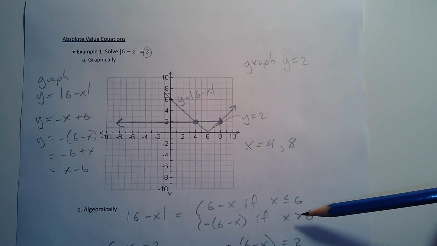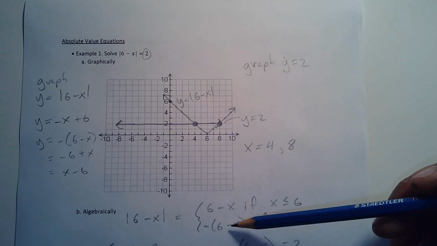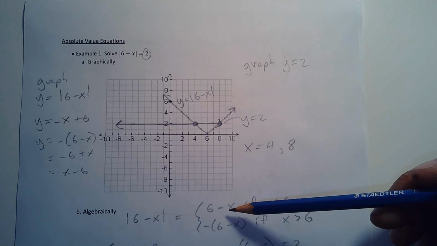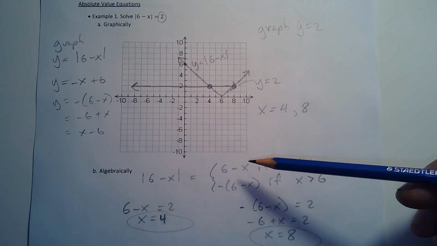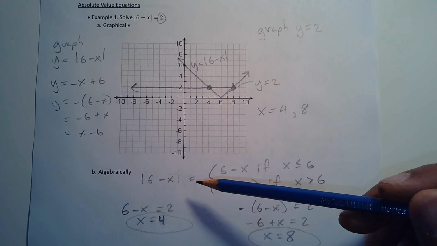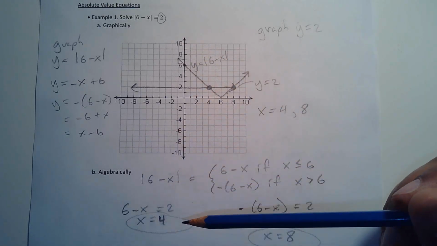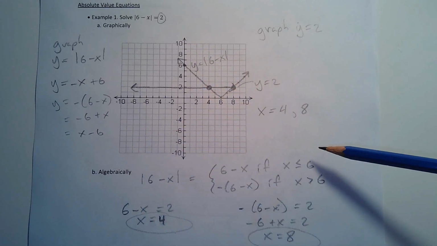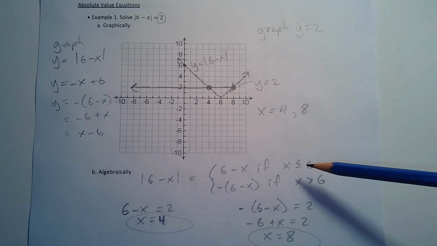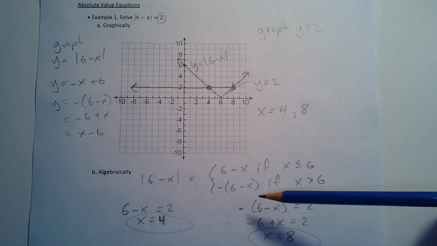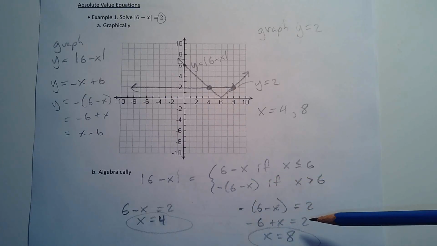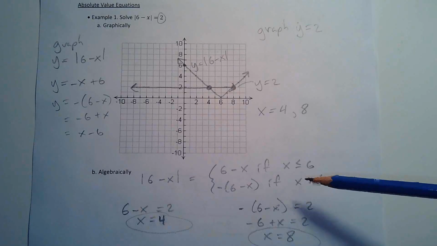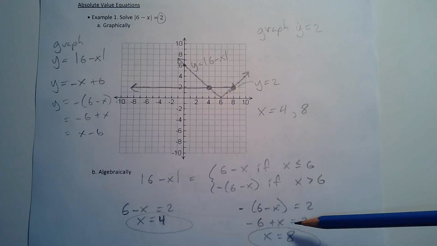So now you've got two equations here. You solve each one individually and then make sure your answer meets up with the restriction. If we look at the first one, 6 minus x equals 2, right? Because it's equal to 2 up there. So x equals 4. Is 4 less than or equal to 6? Yes. So that one is allowable. And now we look at the reflection. Negative 6 minus x equals 2, so negative 6 plus x equals 2. So x equals 8. Is 8 greater than 6? It is, so you have the two solutions.